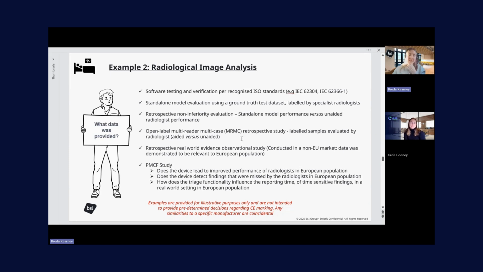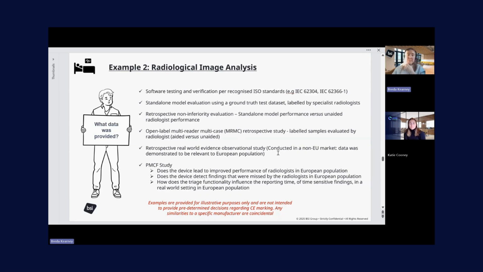The next study that they did was an open label, multi-reader, multi-case retrospective study where they had pre-labeled samples. So we knew the truth, they were known truth. They gave them to multiple different centers. I think they had over 30 different clinicians reading them, and they ran them through the software versus not running them through the software and compared the results and found out that when you had them running through the software, your results were much more accurate.